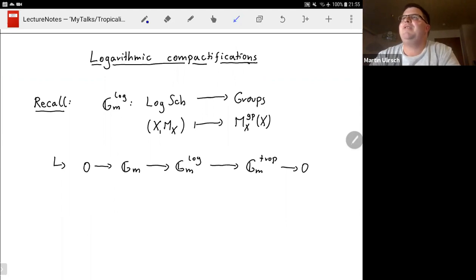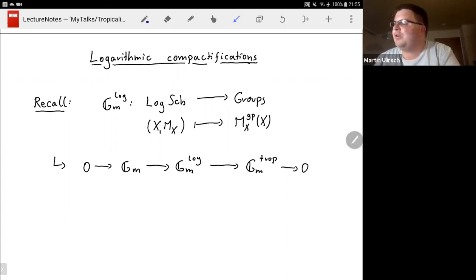In logarithmic geometry, you now have interesting new groups that were not there before in classical algebraic geometry. For example, the group G_m log, which is only given as a functor. The functor takes a log scheme and associates to it the global sections of the monoid, made into a group. That's what the functor is.